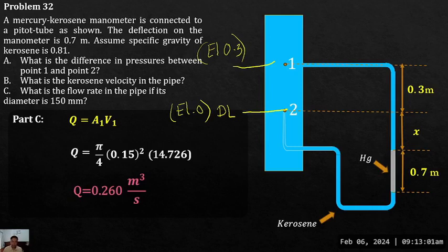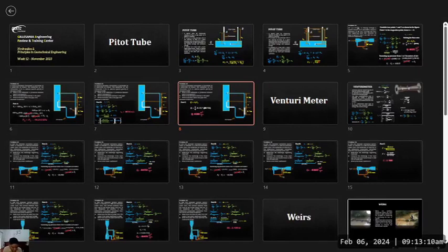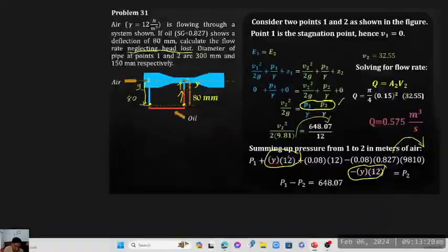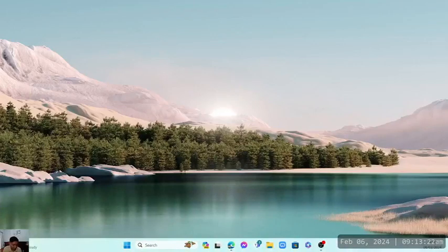Sir, sa problem 31, alin po dun yung pitot tube? So, yung pitot tube, yun yung tube na merong patulis. Wait lang. Na-exit yung PowerPoint.